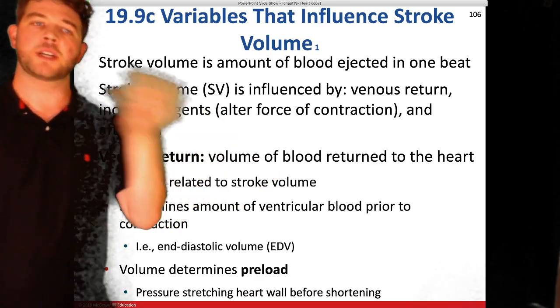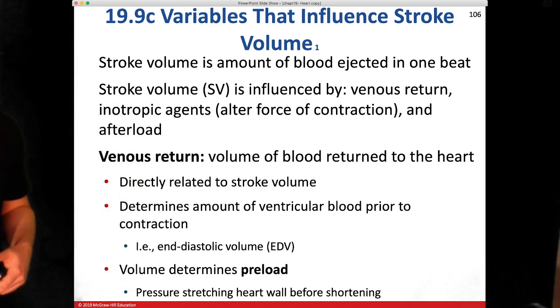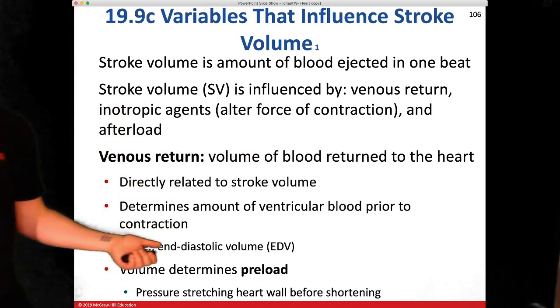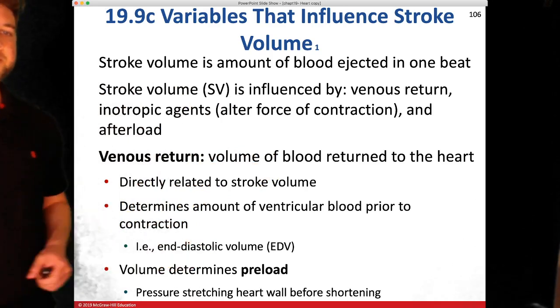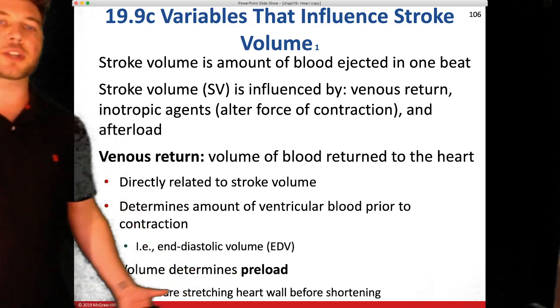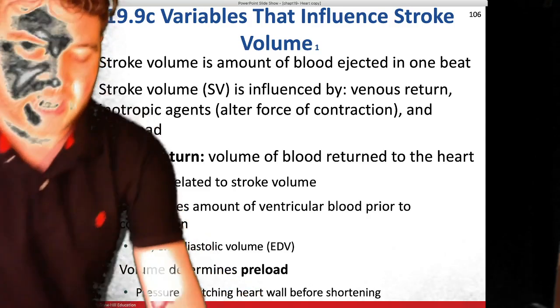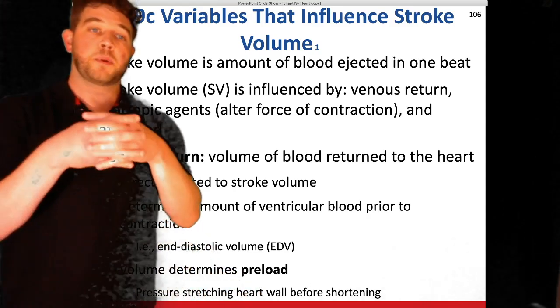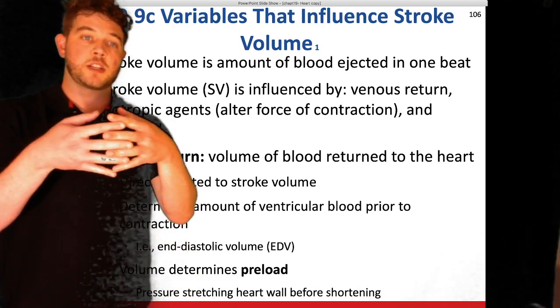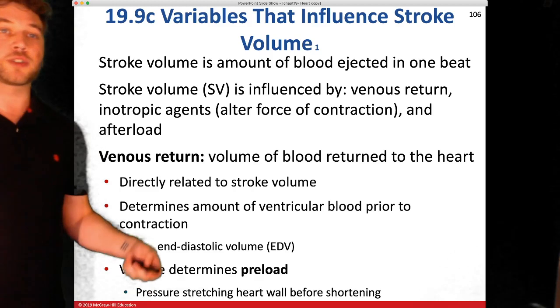However much you're going to pump out starts with how much you have. It determines the amount of ventricular blood prior to contraction. That's your EDV, so you're in diastole before your systole. And the volume determines preload. The preload is the pressure stretching the heart wall before shortening. Remember that cardiac muscle cells have to be filled to a certain point to be stretched and get to their optimal length before they can contract. If they're not filled enough, they won't contract fully.